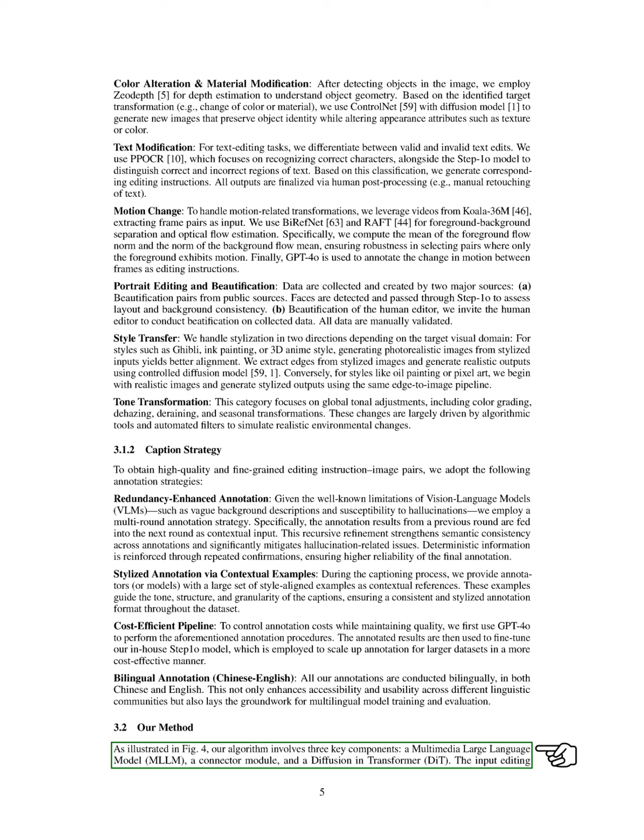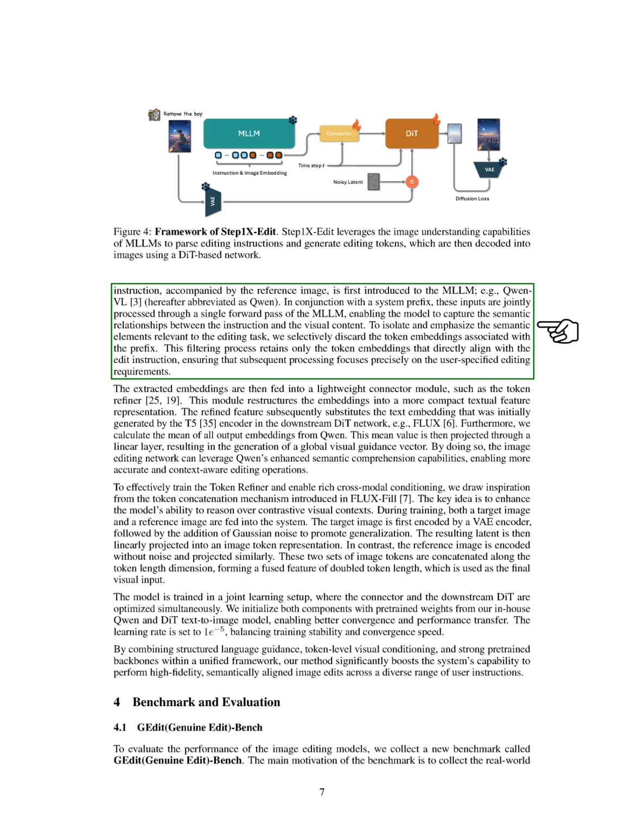Section: Our Method. In this section, we describe our method, which consists of three main components: a multimodal large language model, MLLM, a connector module, and a diffusion transformer, DiT. We begin by inputting the editing instruction and a reference image into the MLLM, specifically using Qwen VL, along with a system prefix. This allows the model to understand the relationship between the instruction and the visual content. To focus on the relevant semantic elements for the editing task, we remove the token embeddings linked to the prefix, keeping only those that match the editing instruction.